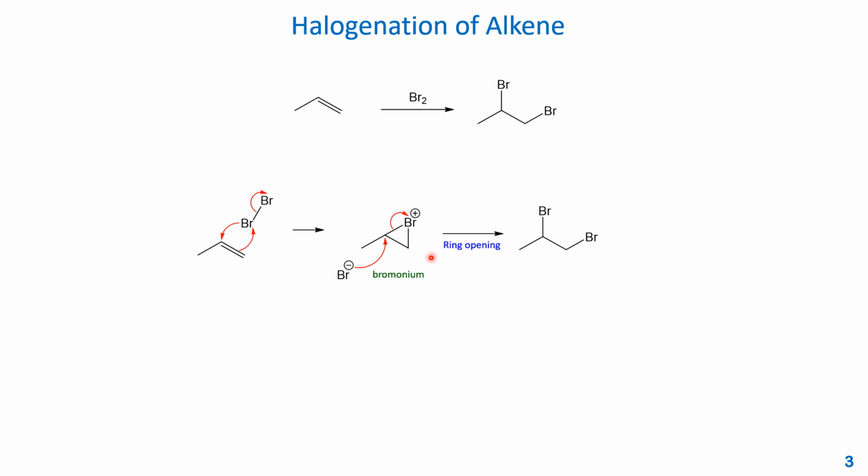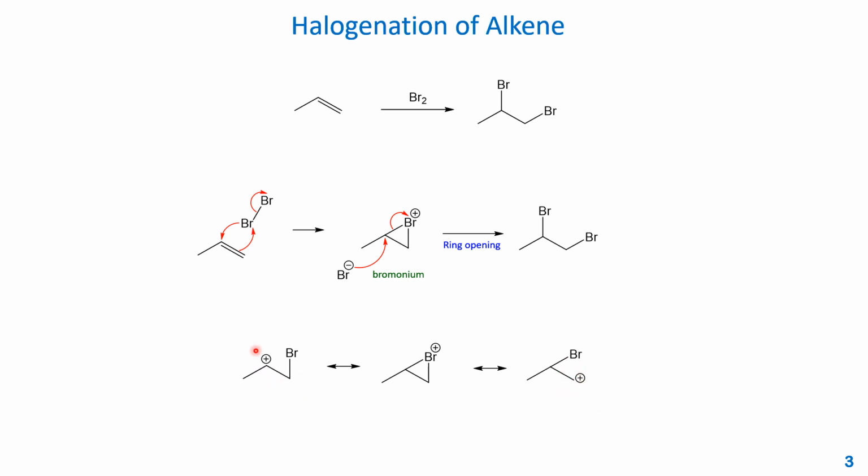Now, if you go back to this step, you may be wondering why the bromide attacked this carbon, not the other carbon. It's because you can draw the resonance structure of this intermediate. If you pull the electrons of this sigma bond to the bromine, you will draw this secondary carbocation as one of the resonance structures. And you also can pull the sigma bond back to the bromine, and you can draw the other primary carbocation. And secondary carbocation is more stable than the primary carbocation.